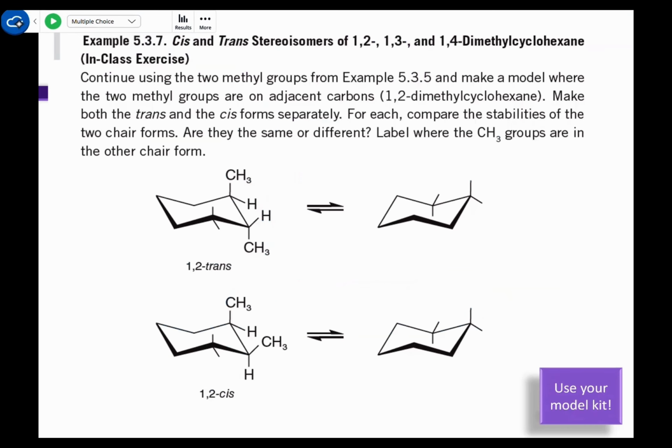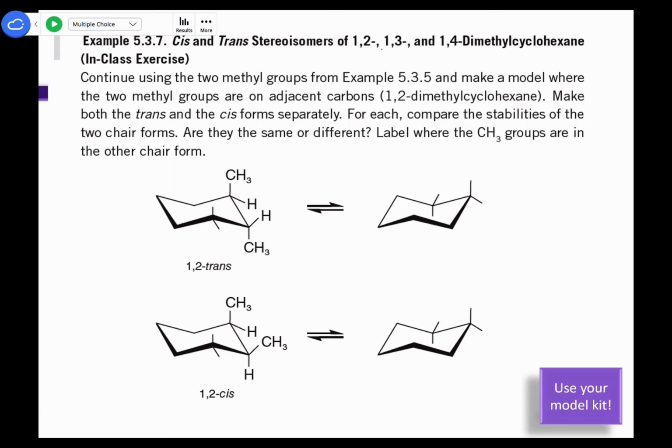So we are going to start this exercise. Build your cyclohexane, and we are going to start with a 1,2 trans cyclohexane. First challenge is to build the molecule exactly as you see it in our slide here. Have a methyl group, or a red ball, pointing down on that front right carbon, and a methyl group pointing up on the back, or the second carbon.